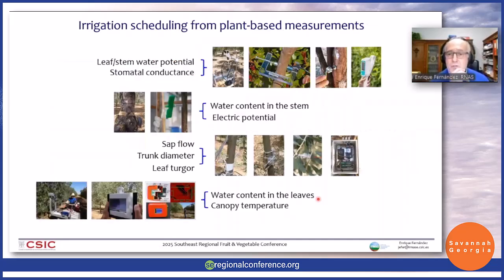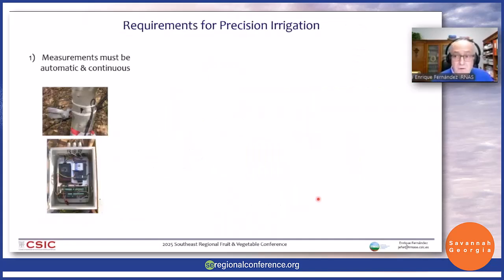Okay, the last approach is to schedule irrigation from plant-based measurements. There is a high number of variables from the plants that you can use to schedule irrigation. Let's have a look at some of them. But before that, do you know why plant-based variables are so useful to schedule irrigation? Because they fulfill the three requirements for precision irrigation, to irrigate really in a precise way.